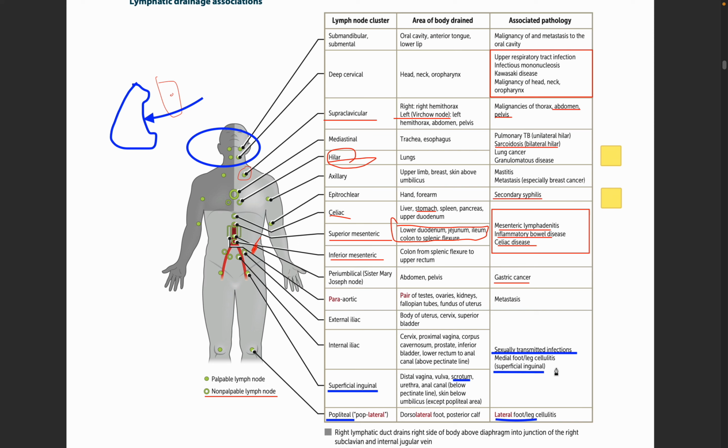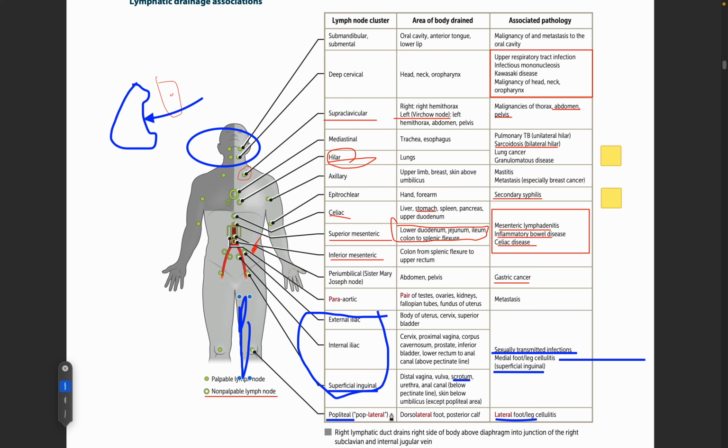This is the point where I want to confuse you. See this once again. Sexually transmitted infections, we are done with that; they are drained by all these three lymph nodes. But then there is cellulitis. The cellulitis on the medial side of the foot and the leg is drained by the superficial inguinal lymph node, where my cursor is. Superficial inguinal lymph nodes drain the cellulitis on the medial side of the body.